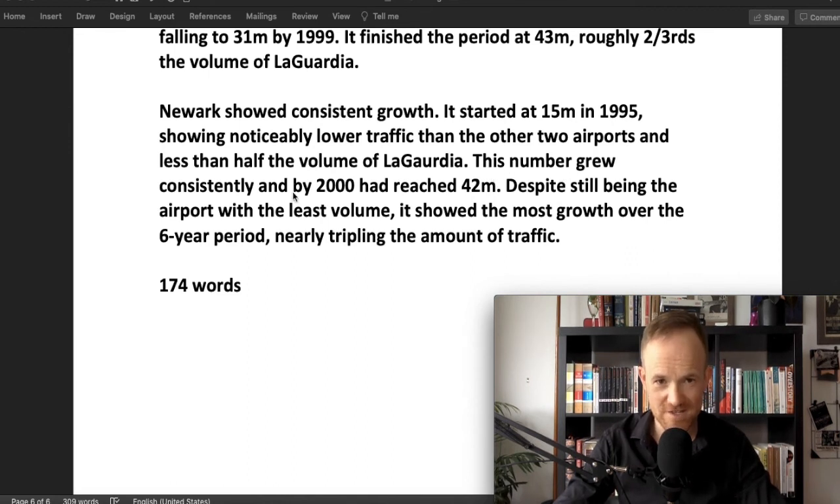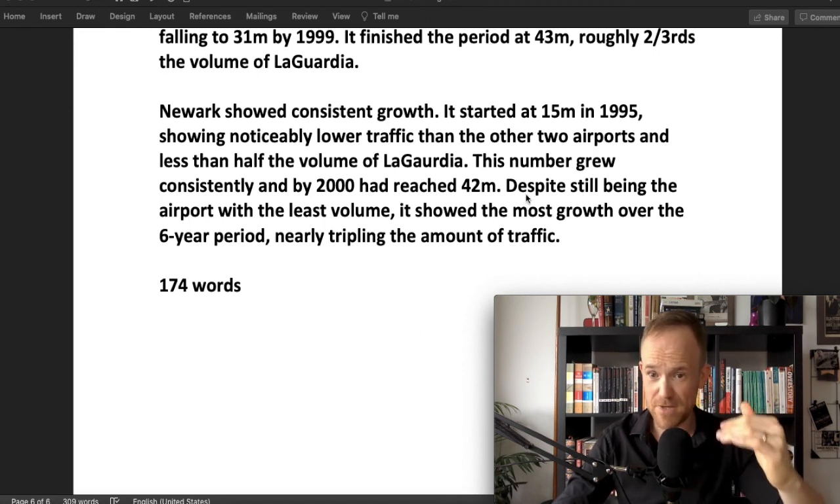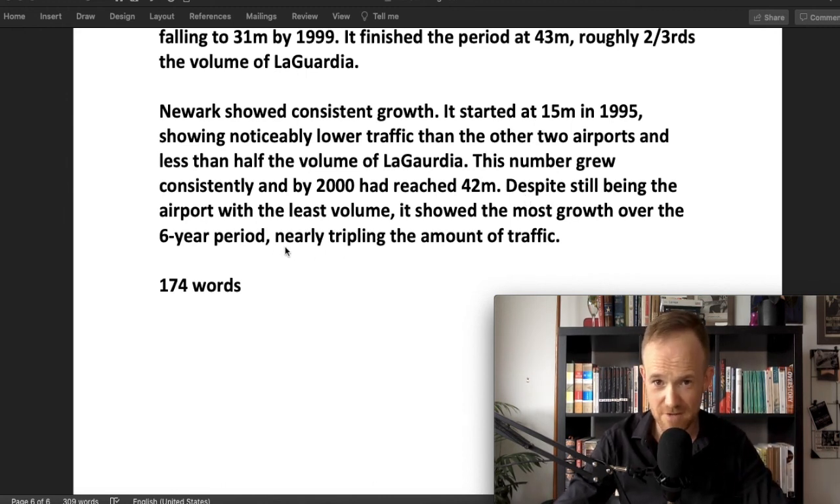This number grew consistently, and by 2000, had reached 42 million. So again, by had. Here we go. Despite still being the airport with the least volume, comma, it showed the most growth. If you watch a lot of these other videos I've put up on IELTS task writing part 1, you will see this a lot. Despite being small, it showed the most growth. And then I have a little bit of extra information here, nearly tripling the amount of traffic.